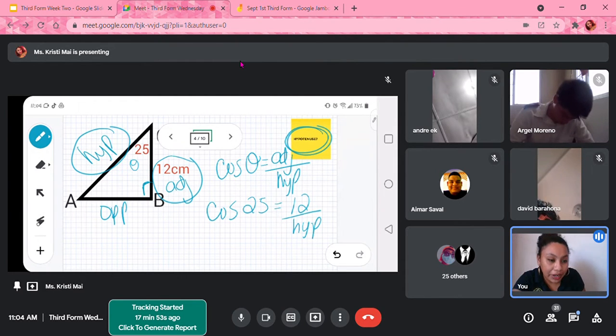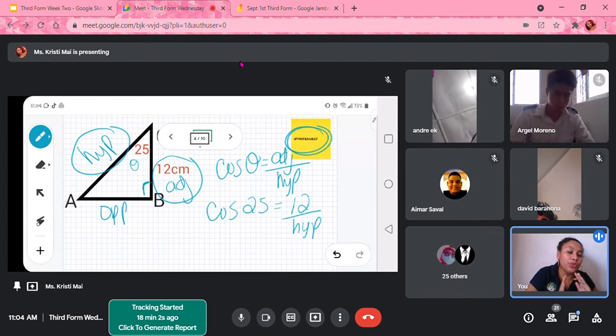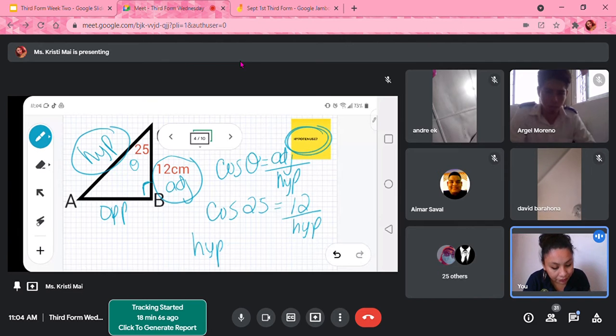In this question, the hypotenuse is at the bottom of the fraction. So I cannot do what I was doing in the other questions. All right? What I'm going to be doing here now is that I'm going to switch the places of the hypotenuse and the cosine.